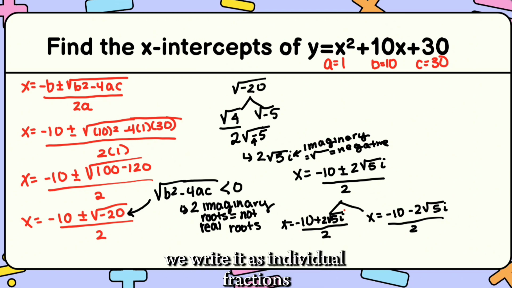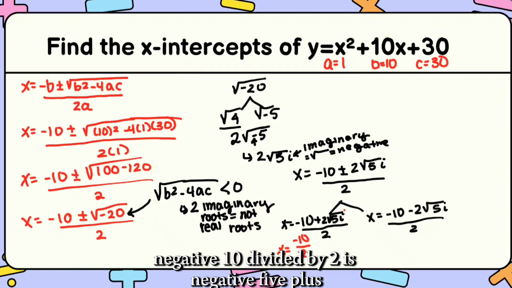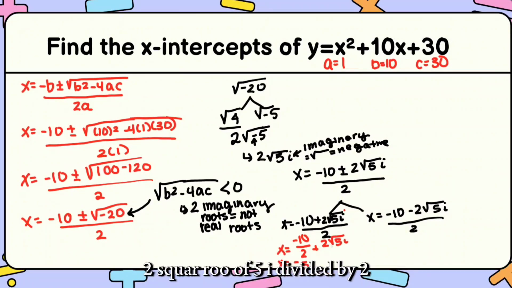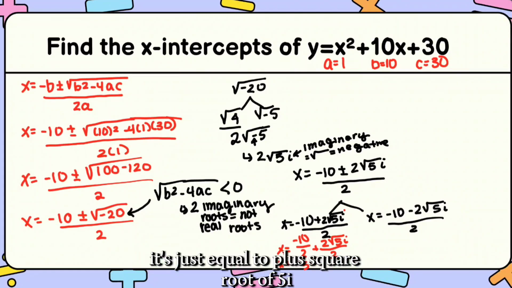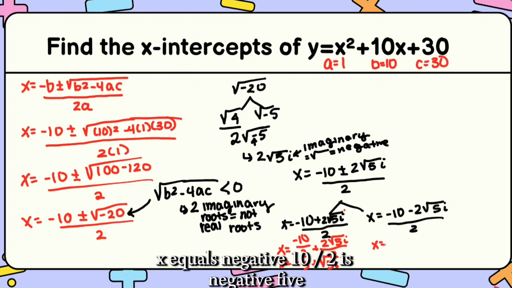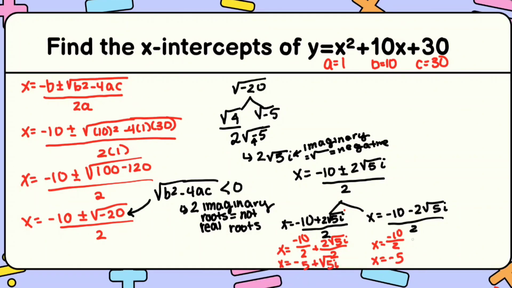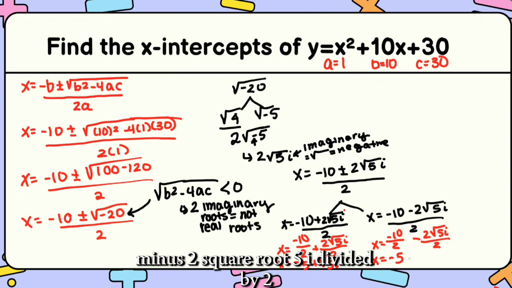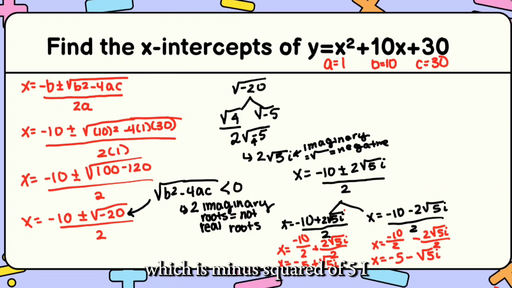So when we simplify this, we write it as individual fractions. So -10 divided by 2 is -5 plus 2 root 5i divided by 2 is just equal to plus square root of 5i. And we rewrite it on the other side. X equals -10 divided by 2 is -5 minus 2 square root of 5i divided by 2, which is minus square root of 5i. So these are our two solutions.